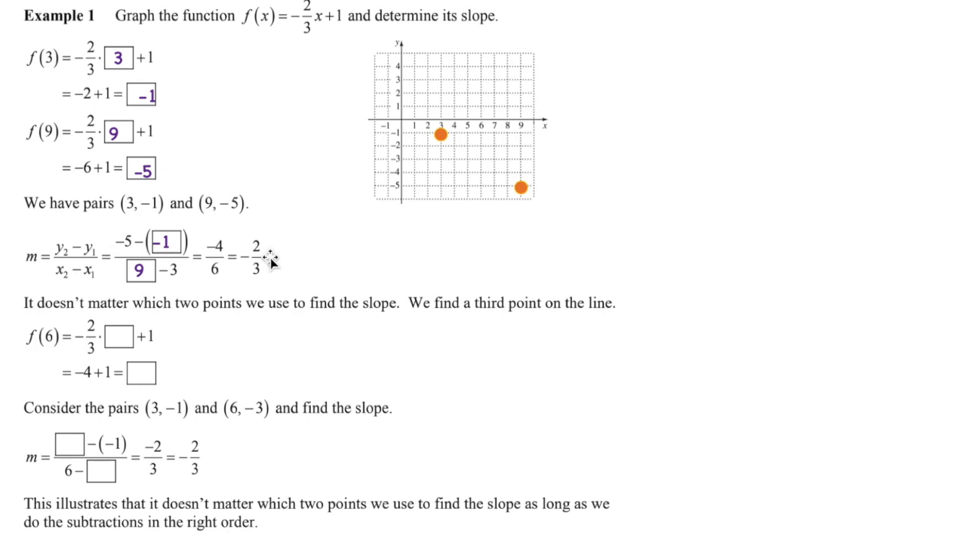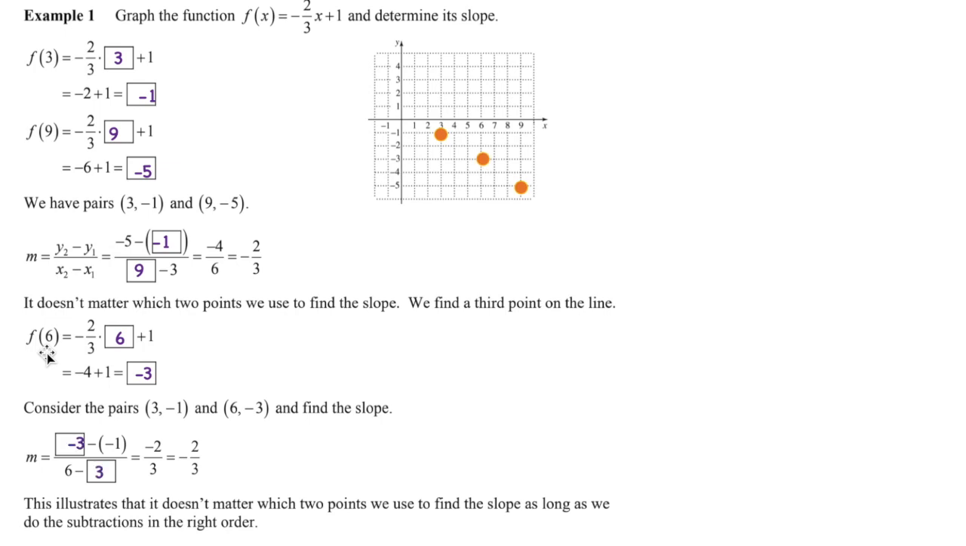It doesn't matter which two points we use to find the slope, so let's find a third point just to drive this home. I'm going to choose an x value of 6, since it's also divisible by 3. Negative 2/3 times 6 plus 1 gives us negative 4 plus 1, or negative 3. If we choose two separate points, such as (3, negative 1) and (6, negative 3), we can now find the slope.